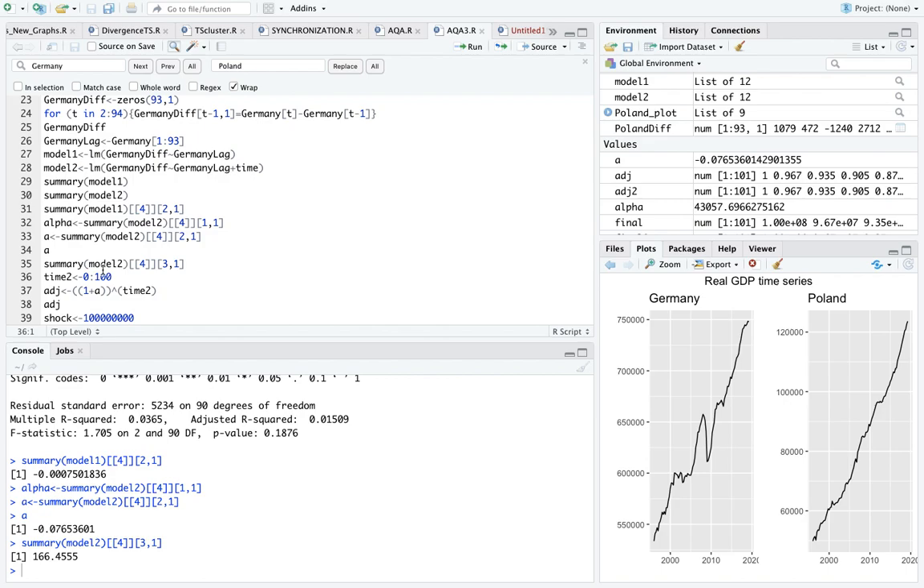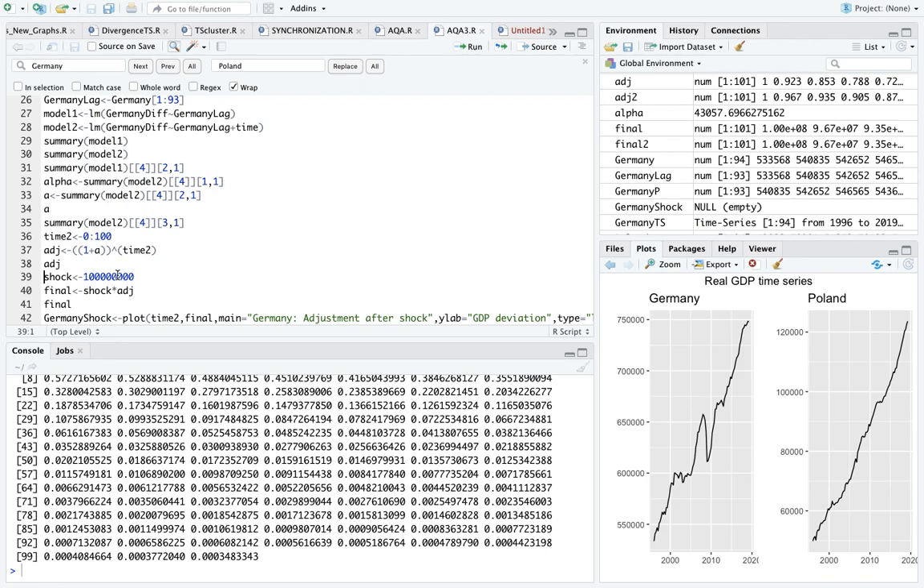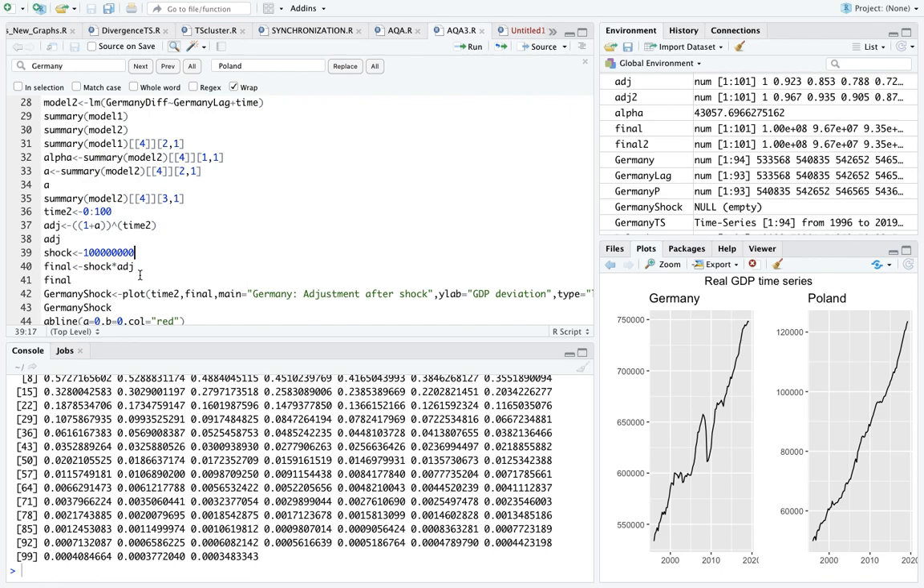We will consider only 100 periods. And look, ADG, standing for adjustment, shows us how Germany GDP adjusted to shock through time. Let's assume that this shock is, oh my God, too many zeros. Three zeros. Okay, give me a second, sorry. This is three zeros. Another three. So we have 10 million. But remember that the data was already in millions, so we have a 10 billion shock to GDP. Okay, so what happens?